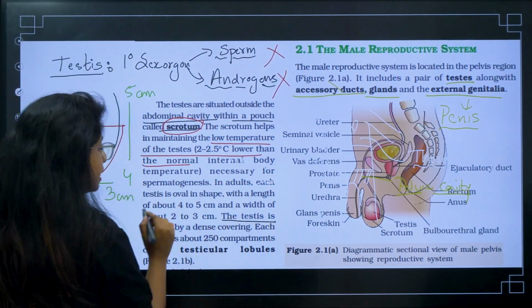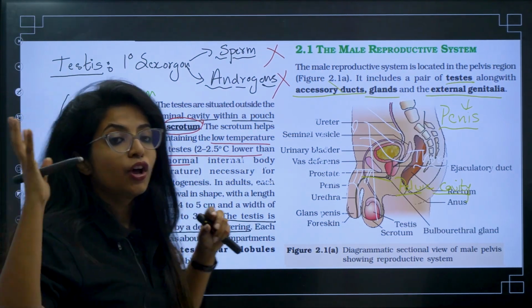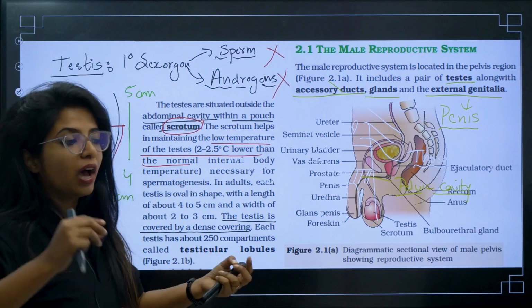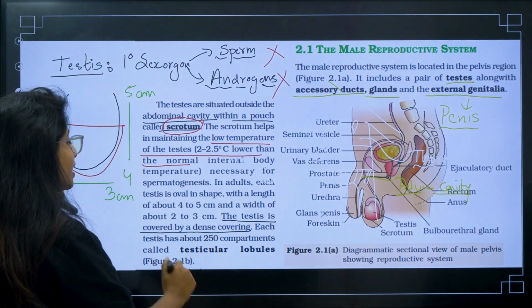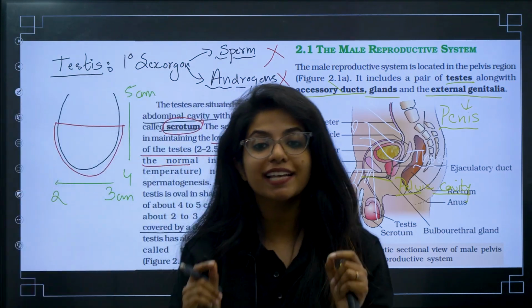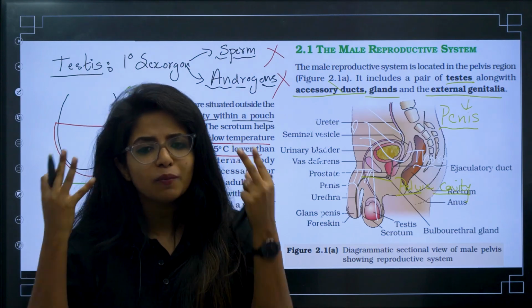The testis is covered by a dense covering. So testis obviously has lots and lots of covering in there. It's not a free thing. So you have tunica albuginea to cover the testis fully. We go ahead. Each testis has about 250 compartments known as testicular lobules. How many compartments do they have? 250. What do you mean by compartment?